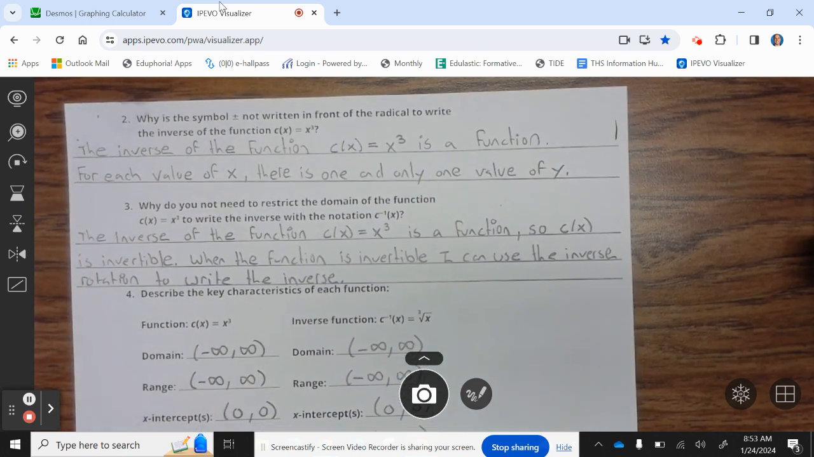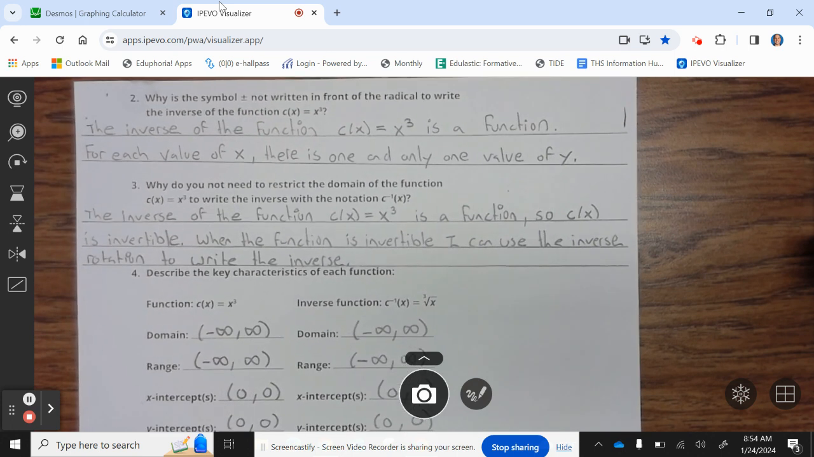2. Why is the symbol plus or minus not written in front of the radical to write the inverse of the function c of x equals x cubed? The inverse of the function c of x equals x cubed is a function. For each value of x, there is one and only one value of y. 3. Why do you not need to restrict the domain of the function c of x equals x cubed to write the inverse with the notation c inverse of x? The inverse of the function c of x equals x cubed is a function, so c of x is invertible. When a function is invertible, I can use the inverse notation to write the inverse.